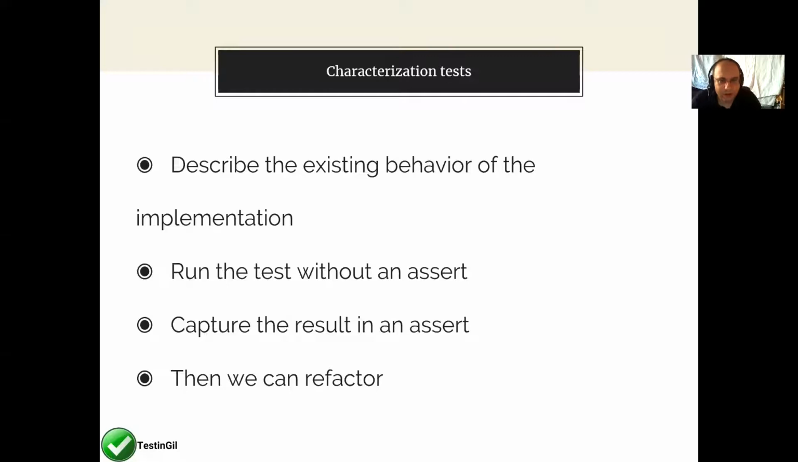So what we're going to do is very simple. This is what characterization tests do. They characterize the system. You run the test without an assert. You see what comes out, and you say, well, this is the one thing that should come out, and therefore I'll write an assert for that. And if we do it a lot of times and we cover a lot of code, then it's pretty safe to start refactoring the system.